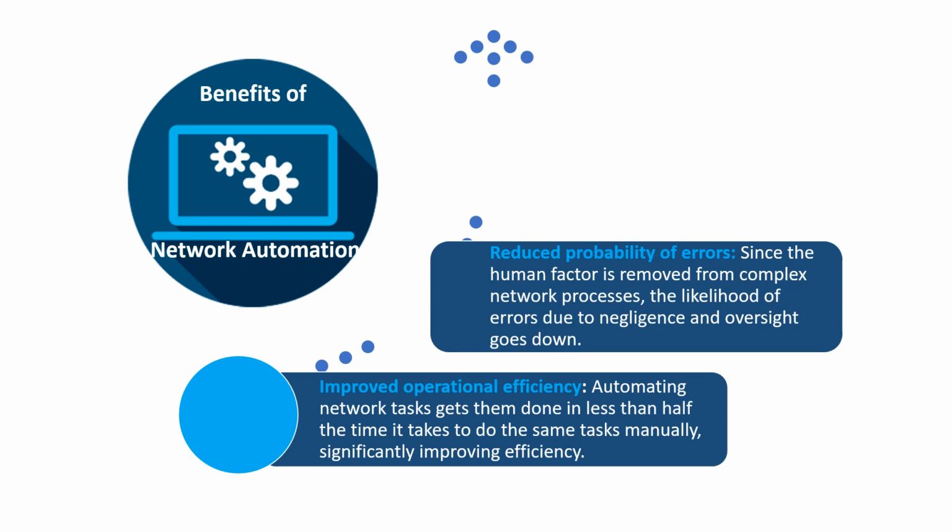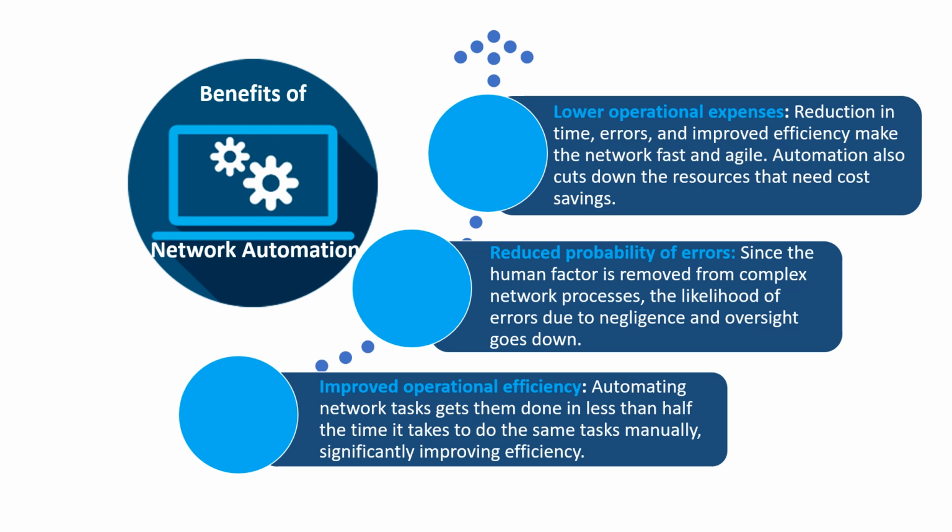We can also reduce the probability of errors, that is, since the human factor is removed from the complex network process, the errors due to negligence and oversight go down. Lower operational expenses can also be achieved through network automation. This reduction in time, errors, and improved efficiency make the network fast and agile. And so automation also cuts down the resources that need cost saving. So these are all the benefits of network automation.